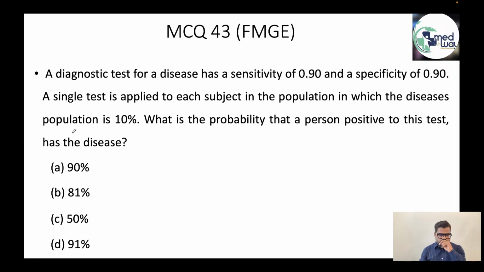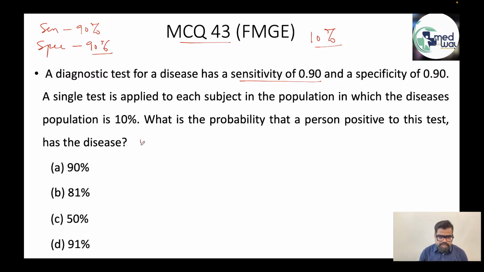Okay, let's take the 43rd question. A diagnostic test for a disease has a sensitivity of 0.90. The question has given sensitivity 90%; 0.90 means 90%. Specificity 90%. The question is already given. The test is applied to each subject in a population in which the disease prevalence is 10%. What is the probability that a person positive to this test has the disease?